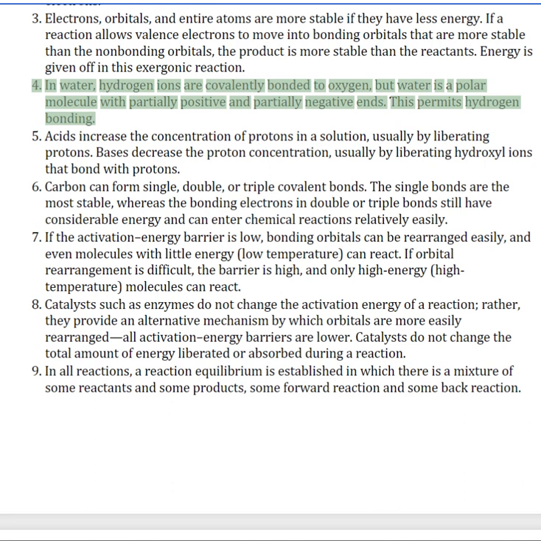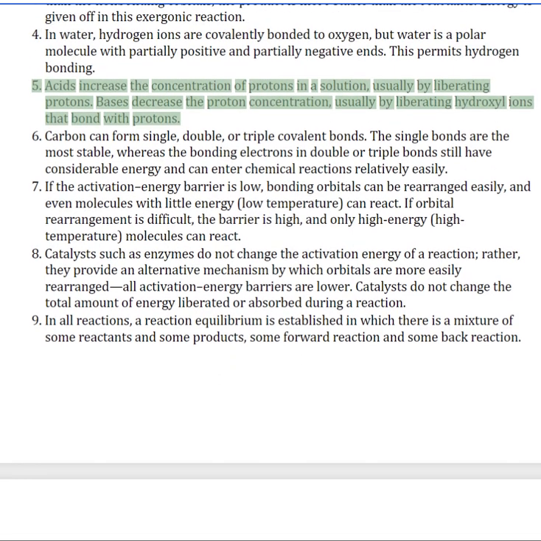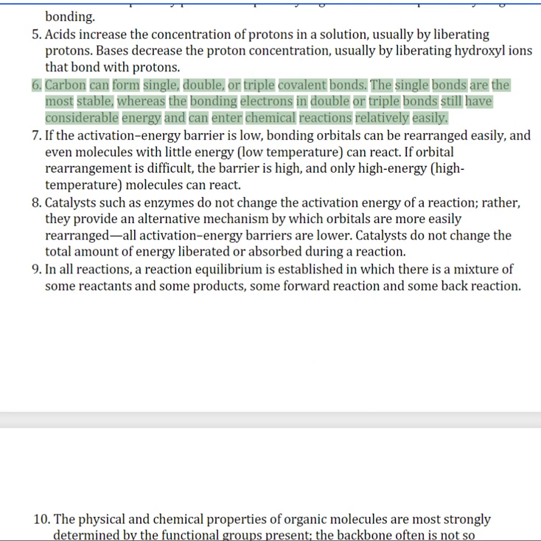4. In water, hydrogen ions are covalently bonded to oxygen, but water is a polar molecule with partially positive and partially negative ends. This permits hydrogen bonding. 5. Acids increase the concentration of protons in a solution, usually by liberating protons. Bases decrease the proton concentration, usually by liberating hydroxyl ions that bond with protons. 6. Carbon can form single, double, or triple covalent bonds. The single bonds are the most stable, whereas the bonding electrons in double or triple bonds still have considerable energy and can enter chemical reactions relatively easily.